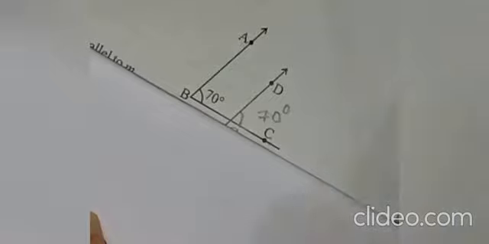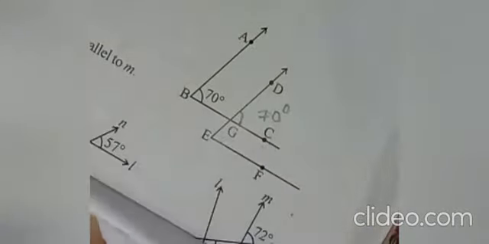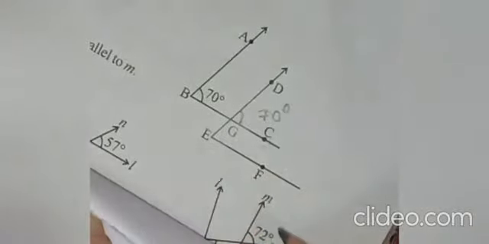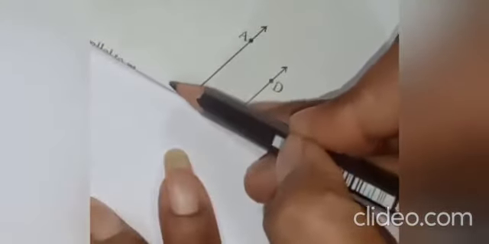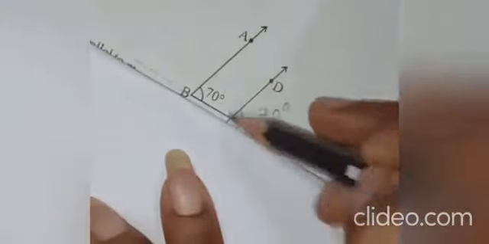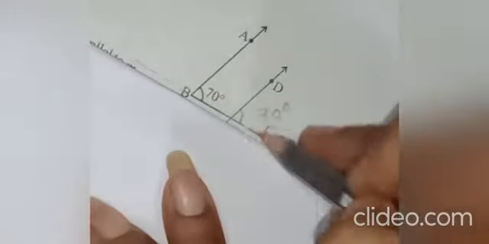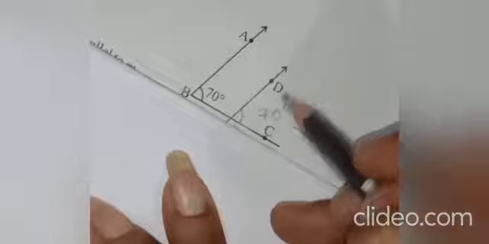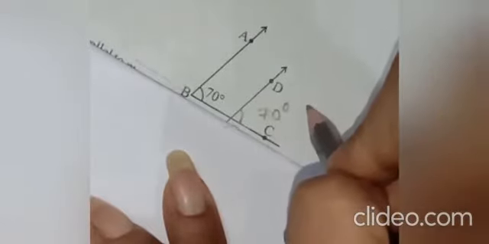Okay, and which transversal can you see here? BC is the transversal line. If you pass an imaginary line, what will you see? BC is the transversal line and the 70 degree angles are corresponding angles. Now we get DEC equal to 70 degrees.